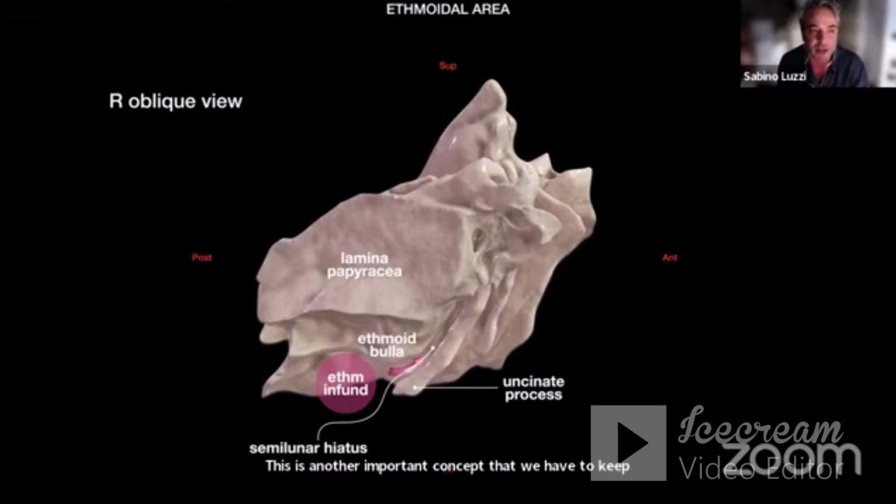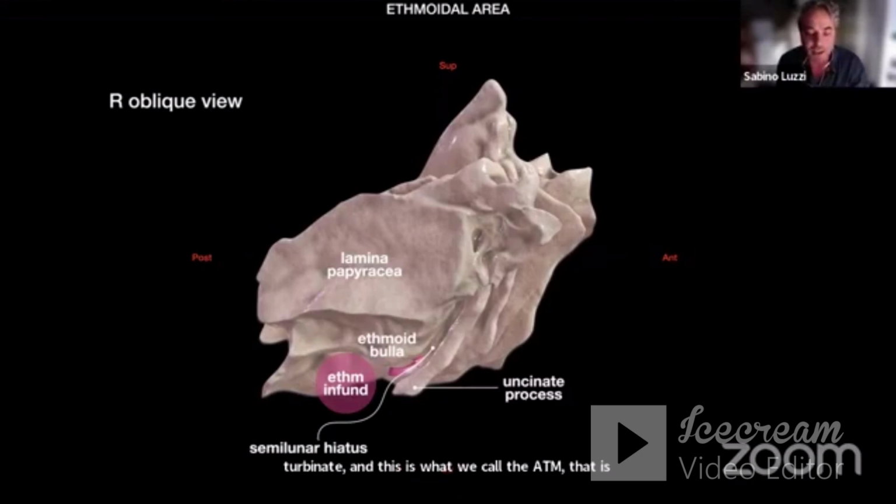Here, this is a right oblique view of the ethmoid bone, what they call the great shark. At the level of the ethmoid bone, we have two important structures. The first one is just lateral to the middle turbinate, and this is what we call the ethmoid bulla, that is the most inferior part of the ethmoid labyrinth here.